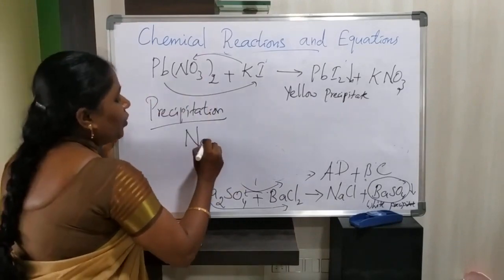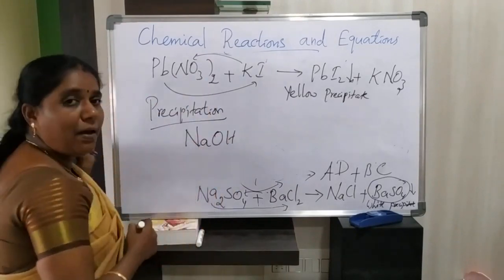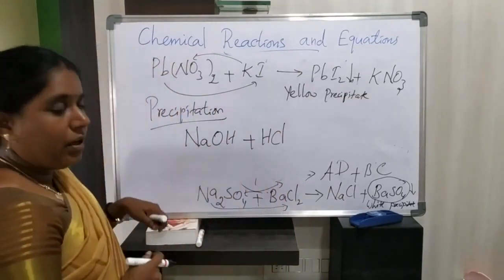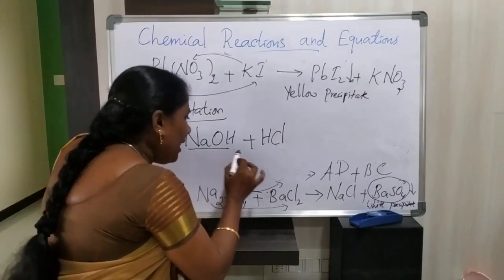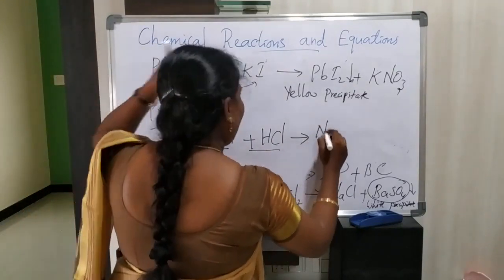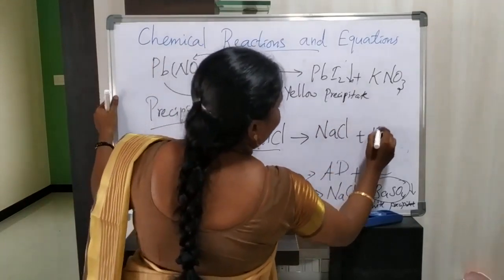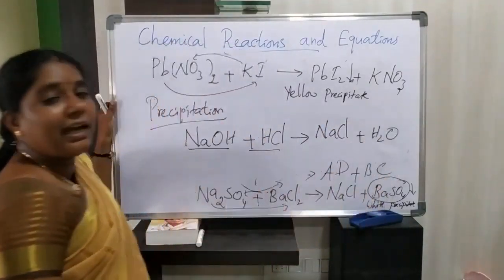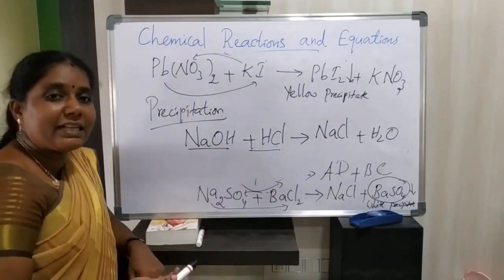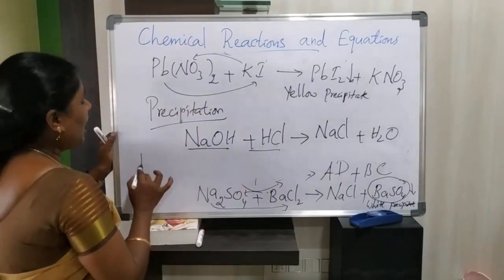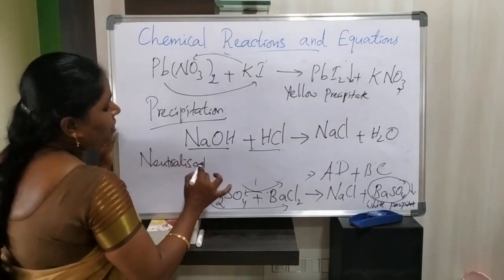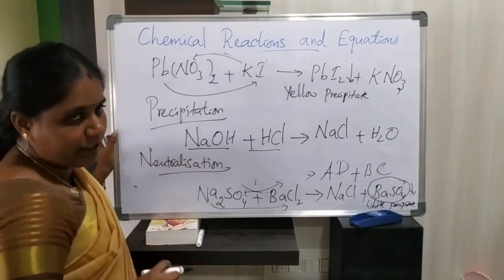Do you know this? What is this? NaOH, it is a base. And HCl, it is an acid. Do you know the reaction between acid and base to form salt and water? What happens generally? It forms salt and water. This type of reaction we call a neutralization reaction. About this we will discuss in your next lesson.